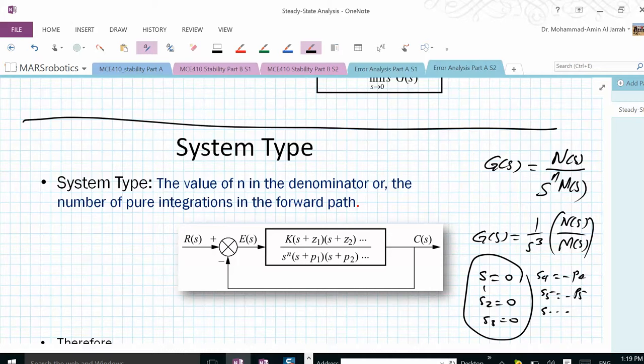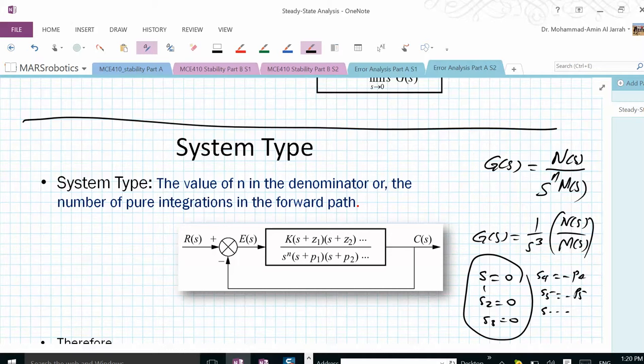Type 0 system, its steady state error to a step input is constant. Its steady state error to a ramp is what? Infinity. The steady state error to acceleration input is infinity. Type 1 system, its steady state error to a step input is what? 0. Its steady state error to a ramp is constant, and its steady state error to acceleration is infinite. Type 2 system, 0, 0 and constant.